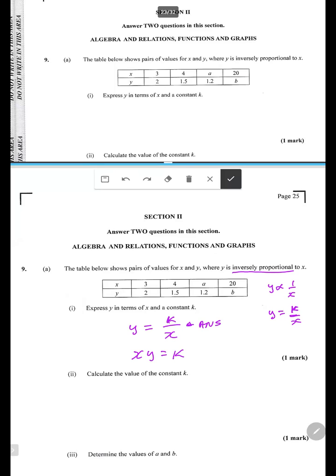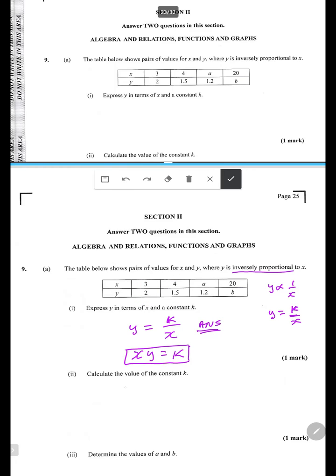So technically that is the answer right here. But this is useful for when you want to find k. K will be the product of x and y all the time. K is a constant. Next part, we must calculate the constant. To calculate the constant, use a known pair of values. You can either use this pair or that pair. It doesn't matter which one you use. The answer is going to be the same.